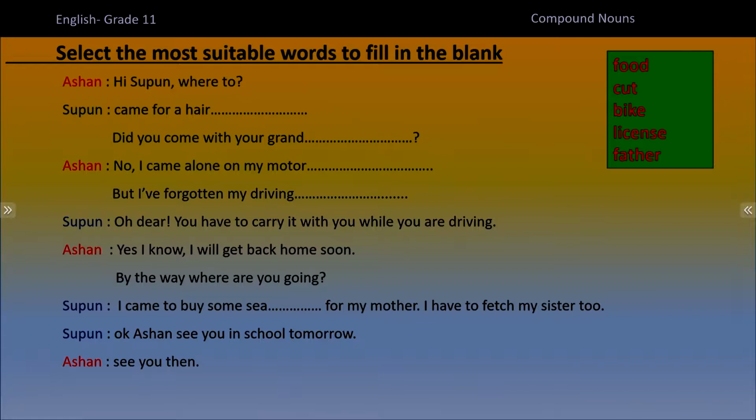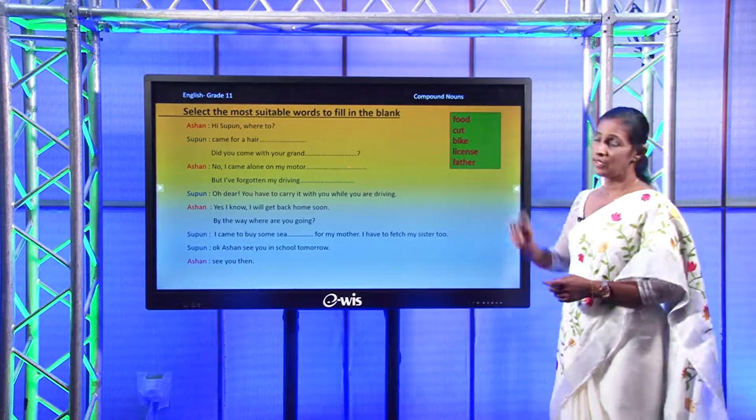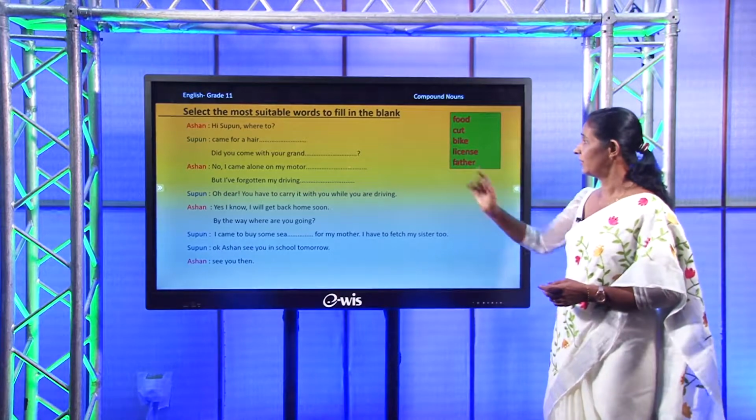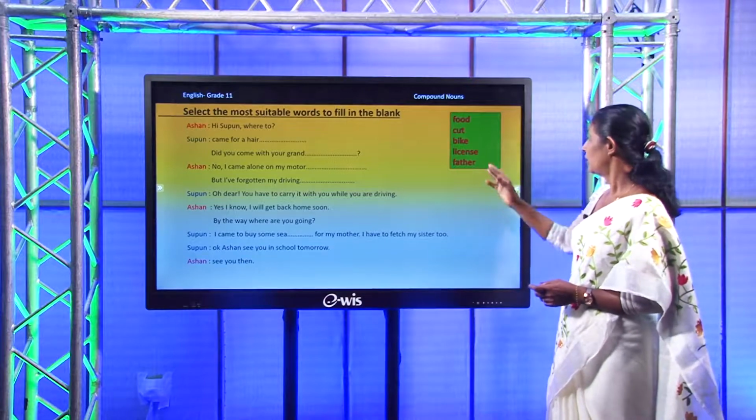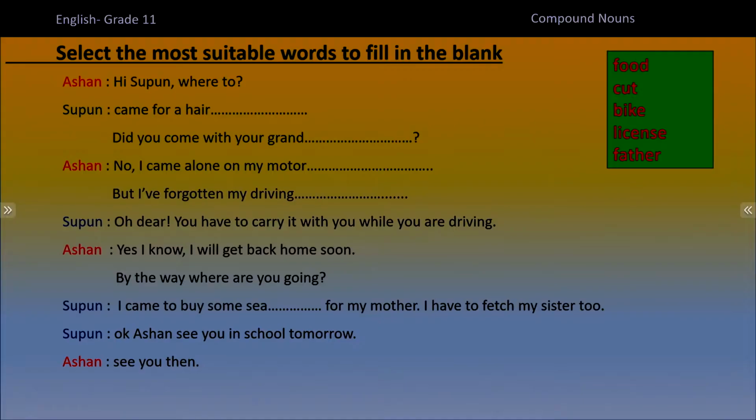So, look at these words. Can we say hair food or hair bike? What's the word that's matching there? What's the compound noun? Came for a haircut. So the first blank will be haircut. Can you try read the dialogue and see whether you can match these words to the blanks? Okay, children, try it for yourself.